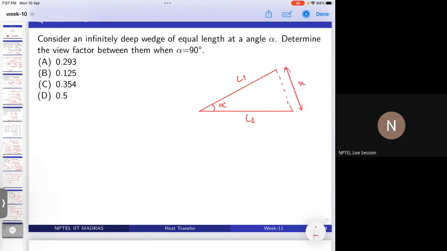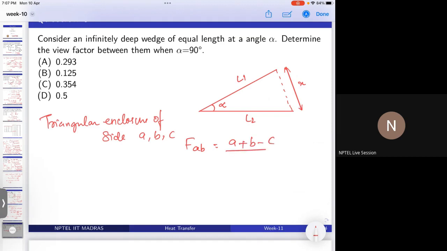So there is a rule known as the triangle rule, which is basically used for triangular enclosures. For any triangular enclosure with sides A, B, C, the view factor FAB is related as A plus B minus C divided by 2A. So like A to B: A plus B minus the third side, divided by 2A.